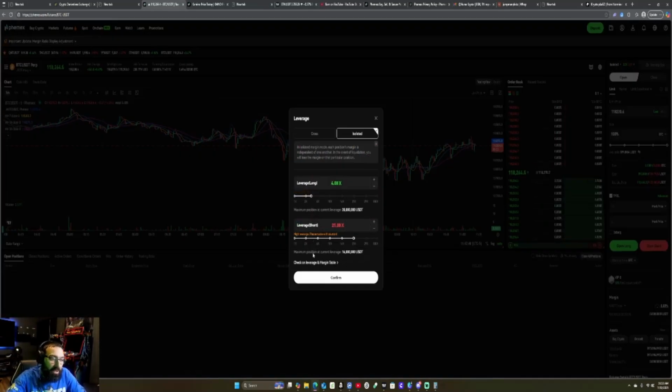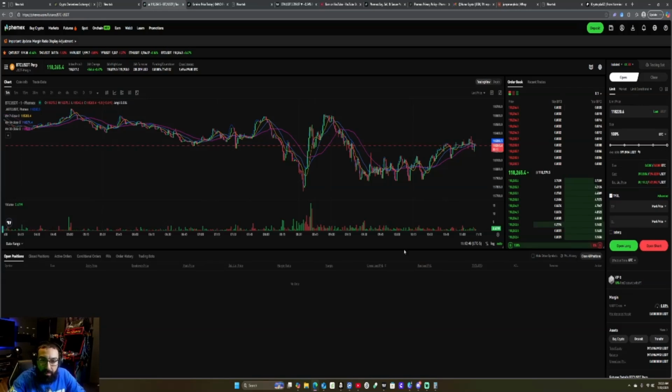But like I said, using 4x leverage, 3 or 2, in my opinion is a lot safer. It gives you a lot more wiggle room and is a lot more investor friendly for people that are just trying to get into the game.